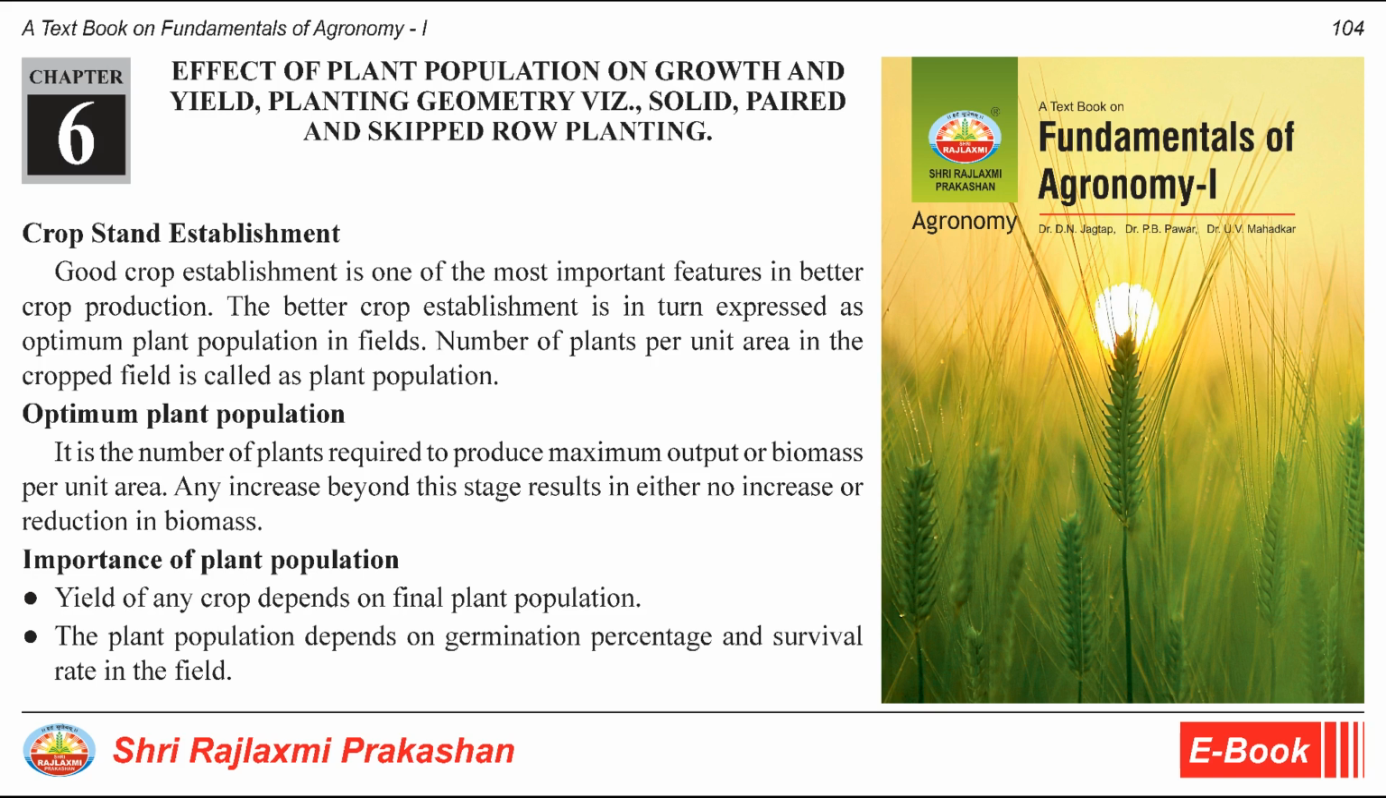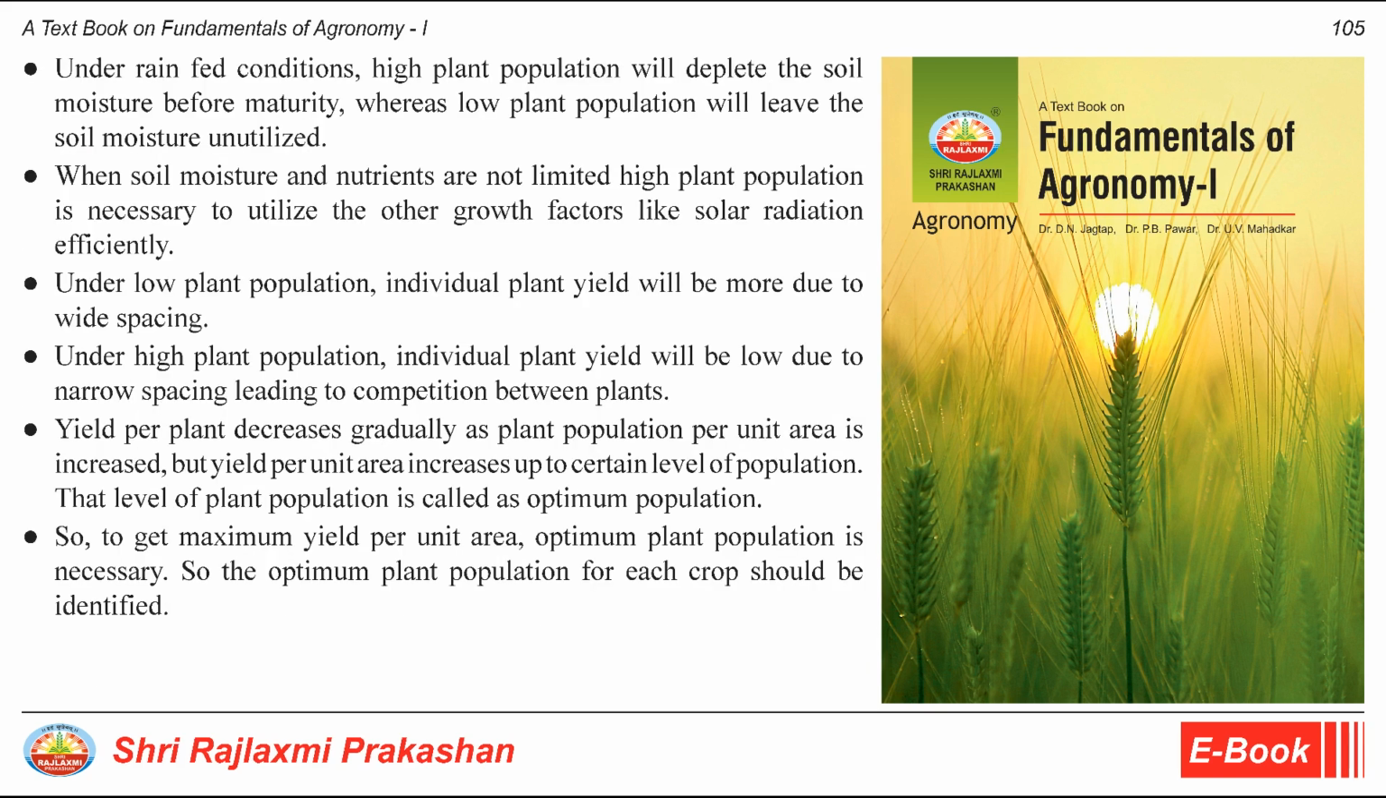Importance of plant population. Yield of any crop depends on final plant population. The plant population depends on germination percentage and survival rate in the field. Under rain-fed conditions, high plant population will deplete the soil moisture before maturity, whereas low plant population will leave the soil moisture unutilized. When soil moisture and nutrients are not limited, high plant population is necessary to utilize the other growth factors like solar radiation efficiently.